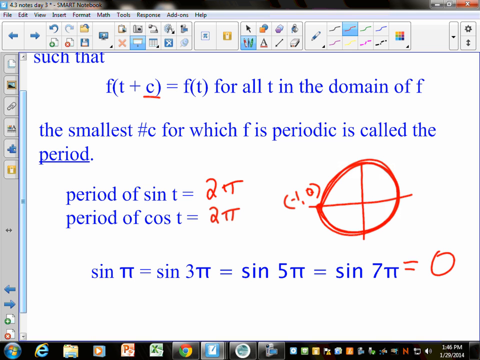So when we start graphing these, remember all those translations and stretches and shrinks and all this fun stuff that we do with graphs? We can do that with sine and cosine too, which means the period can change.